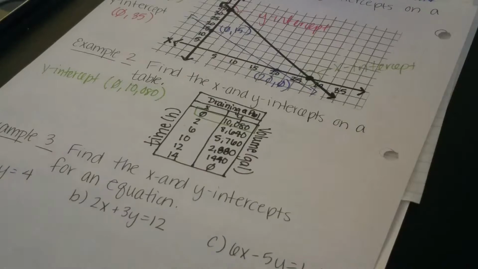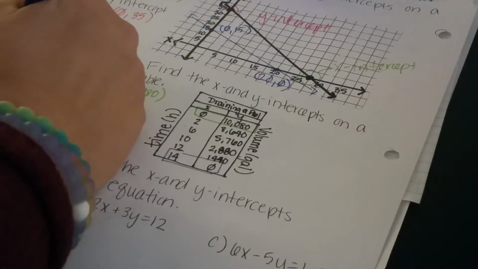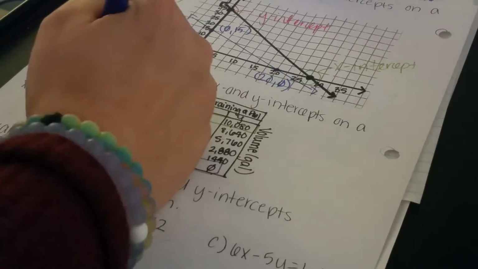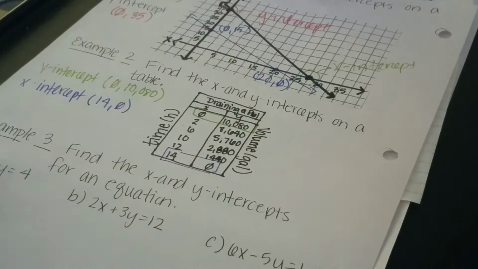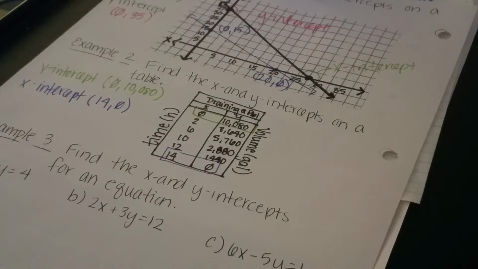Alright, now where is our x-intercept? It's at the bottom. Why do you know that's your x-intercept? It's a 0. I heard what you said, something about the zeros.